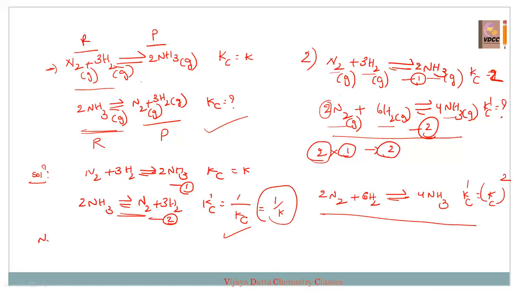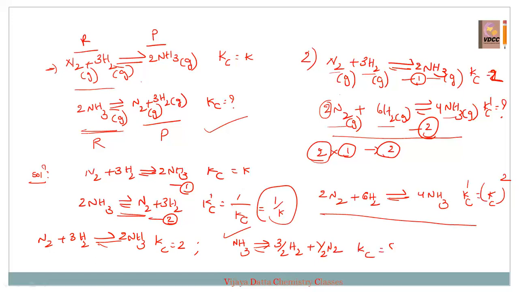N2 plus 3H2 gives rise to 2NH3. This is the reaction. Its Kc is 2. Then they're asking NH3 gives rise to, you can take even double implies also, NH3 gives rise to 3 by 2 H2 plus half N2. So they are asking the Kc.